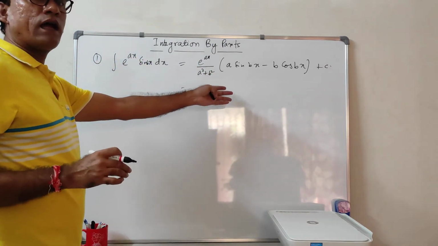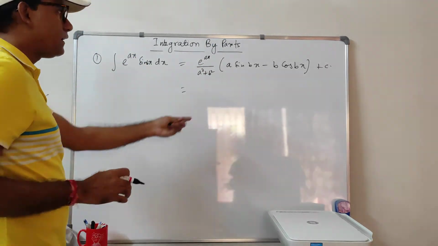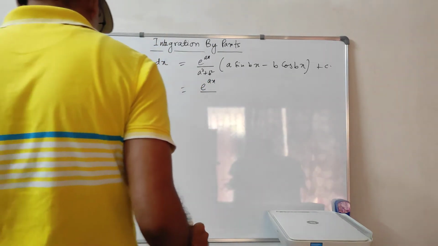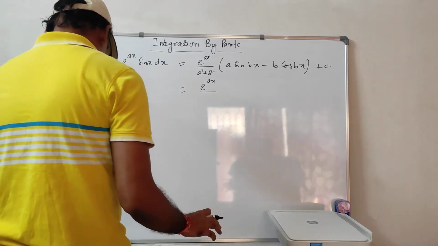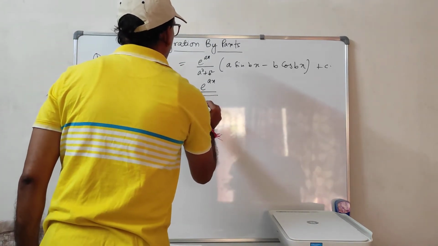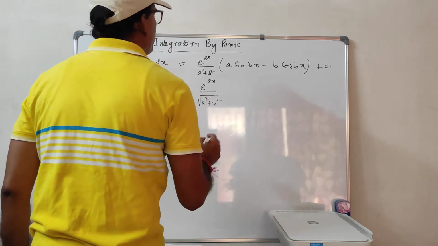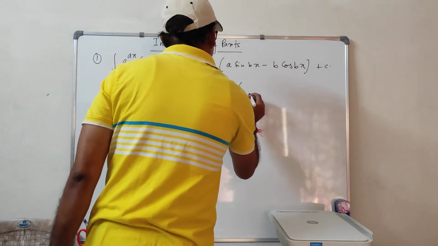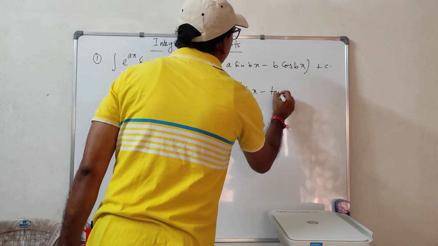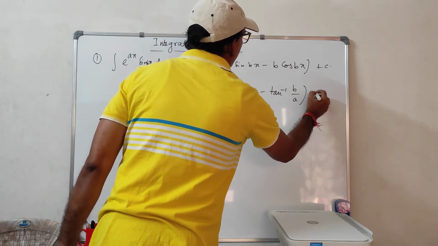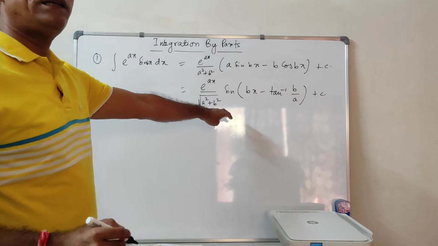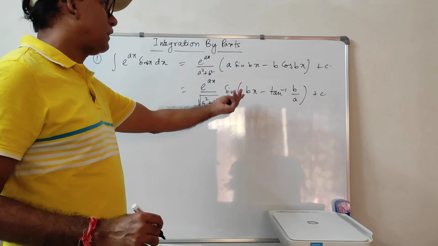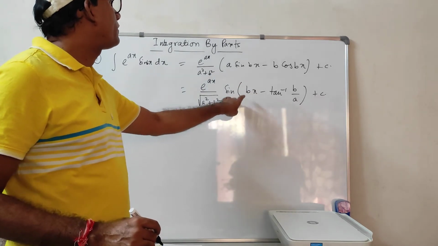You can write this result in an alternate way: e to the power ax by root over a square plus b square, sin bx minus tan inverse of b by a. It is a very easy derivation from this line. That is, you can bring this line from this line very easily.